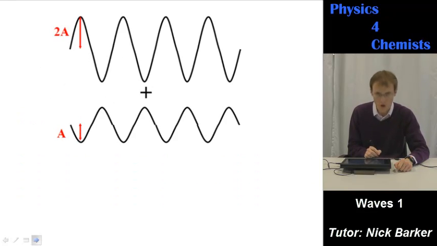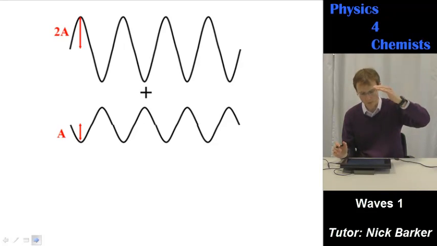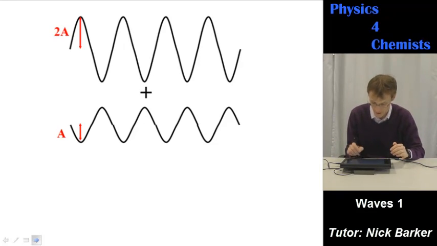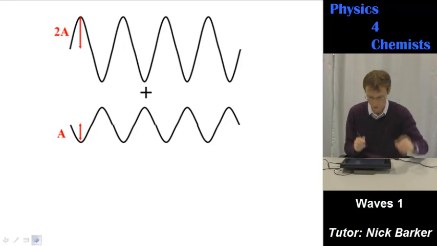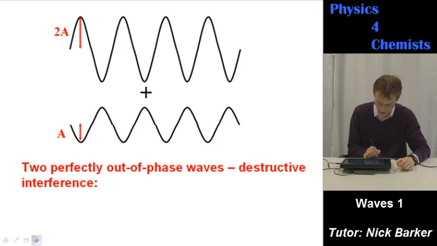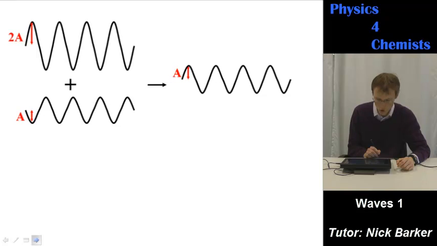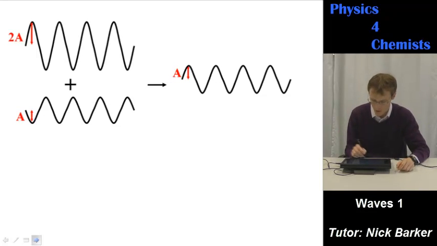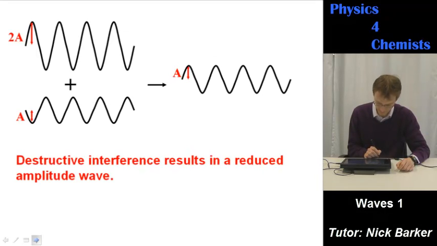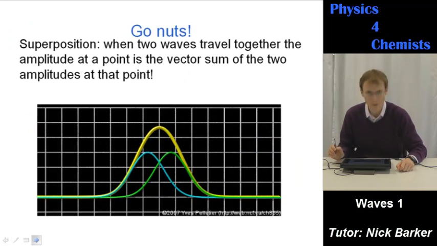Just taking that a bit further, if you have a wave, this is actually meeting out of phase, I beg your pardon, twice the amplitude 2A meets a wave with amplitude A, then what you get here is destructive interference, but you have a subtraction effect. So a wave of amplitude 2A is meeting amplitude A out of phase, the resultant wave has an amplitude of A. A reduced amplitude wave.